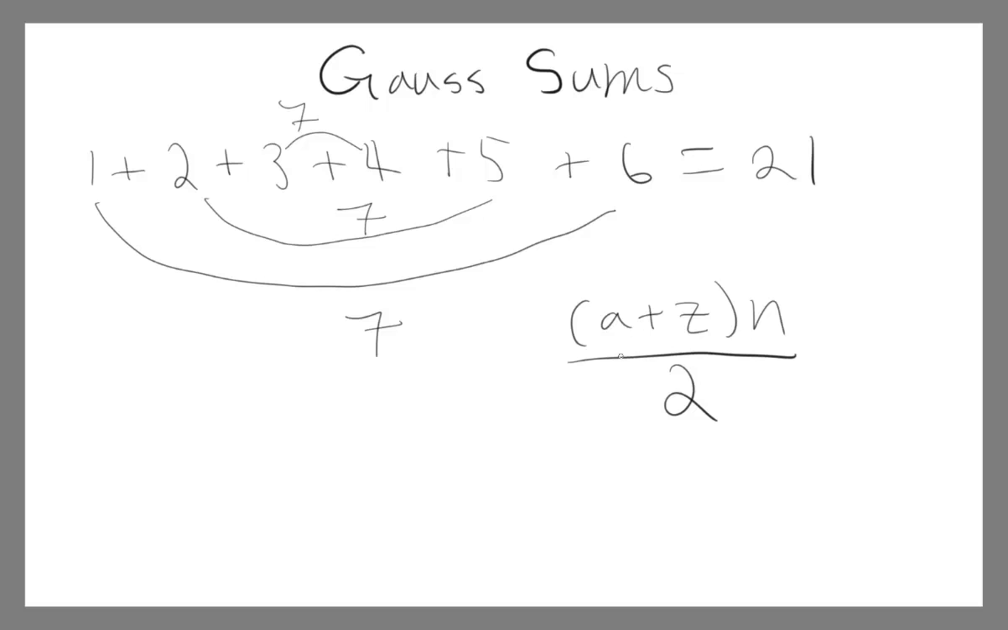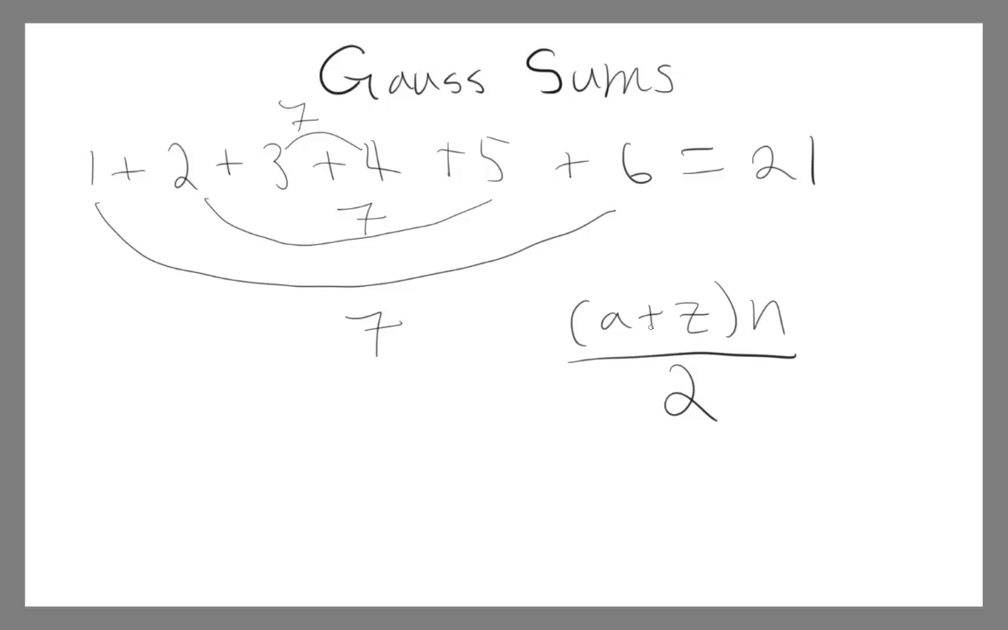Well, A is the first number of the sequence. So let's say in our example here, that number would be 1. Z is the last number of the sequence. So in this case, it is 6. N is the number of numbers that we are going to be adding. So in this case, we're adding 6 numbers together. So that N in this case is going to be equal to 6.